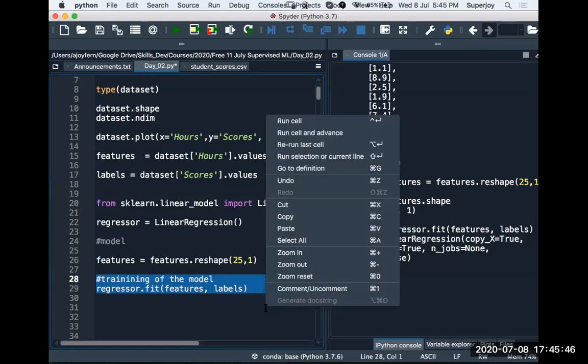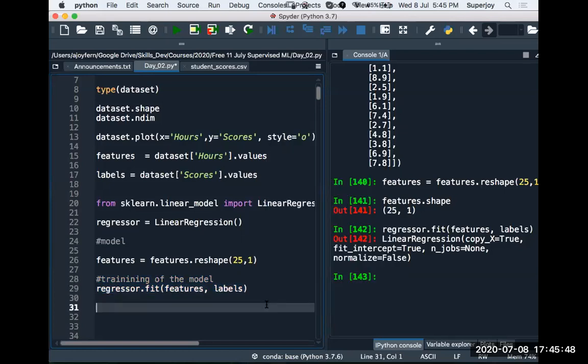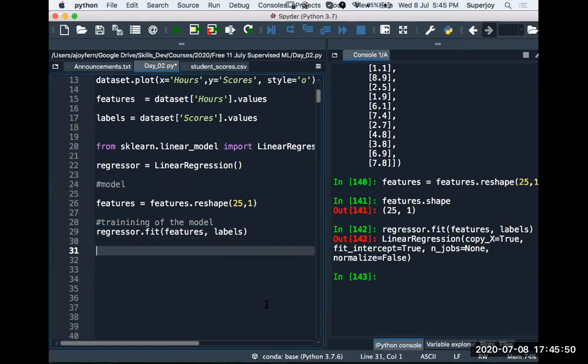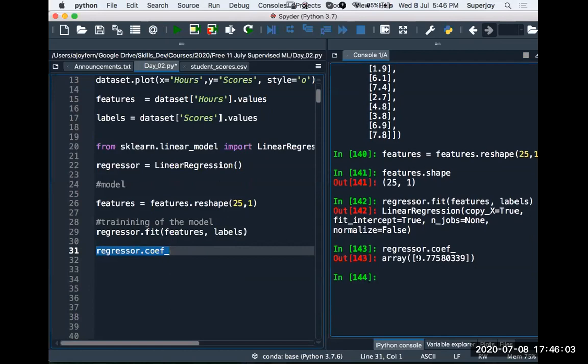And how to find out the slope now? We can find out the slope using the property regressor.coef_, where coef is the coefficient. See how much m comes out to be. This is the value of m. So we can store it here: m is equal to this. So we got the slope.